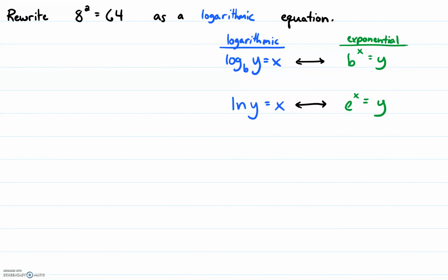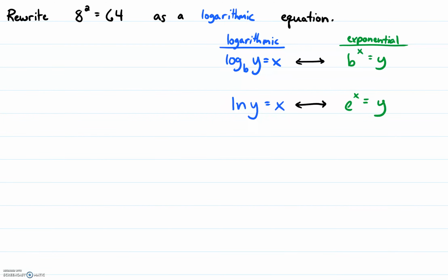In this video, we're going to talk about how to rewrite 8 to the second power equals 64 as a logarithmic equation. Now, currently this is an exponential equation because we have an exponent and we are missing a log. But anytime we have an exponential equation, we can just adjust it to its equivalent form, really just rewriting it in its logarithmic form.